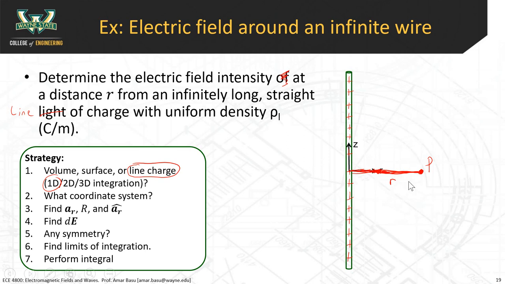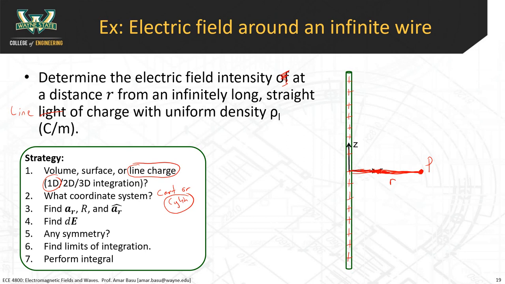If it was going around in a circle like that, we would have to use the cylindrical coordinate system. But in this case, we just have a line of charge along the z-axis, and we have an observation point P out here. So the z-axis in the Cartesian coordinate system and the cylindrical coordinate system are the same. So we can use either one, Cartesian or cylindrical, but we're just going to be using the cylindrical coordinate system here.